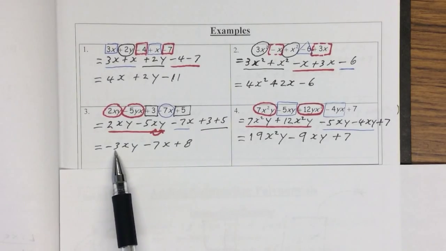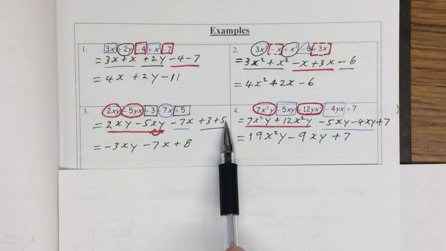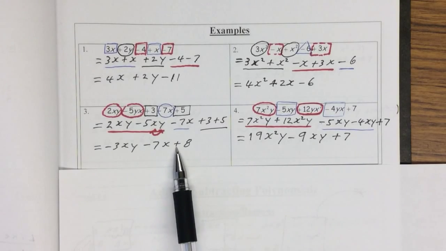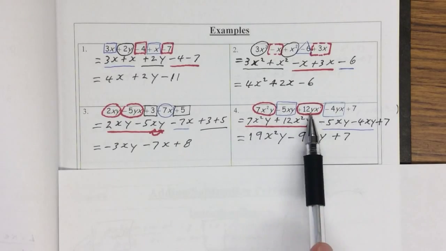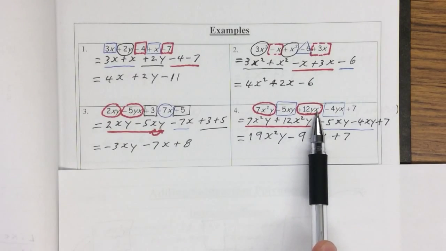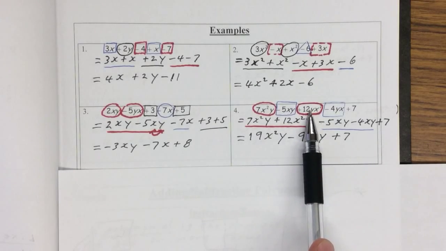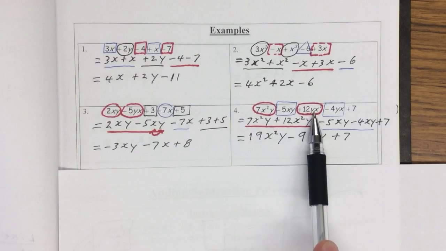Bring these together. We've got this, minus 7x, and the constants combined. Now we have multiples of variables with powers. So x squared y and yx squared. They are the same thing. You can write the x squared in front on both of them. It doesn't matter which order you multiply them in.